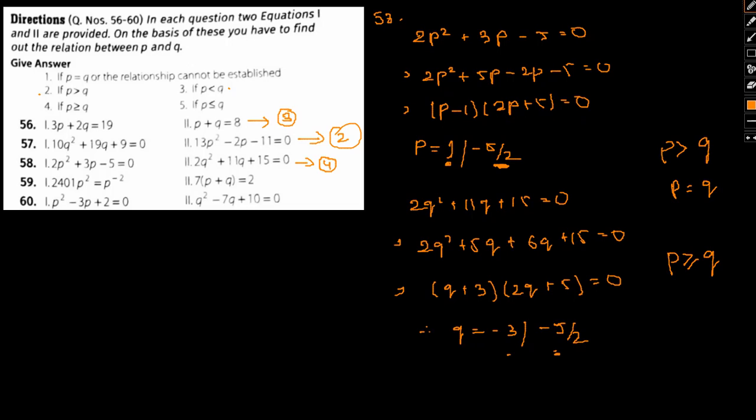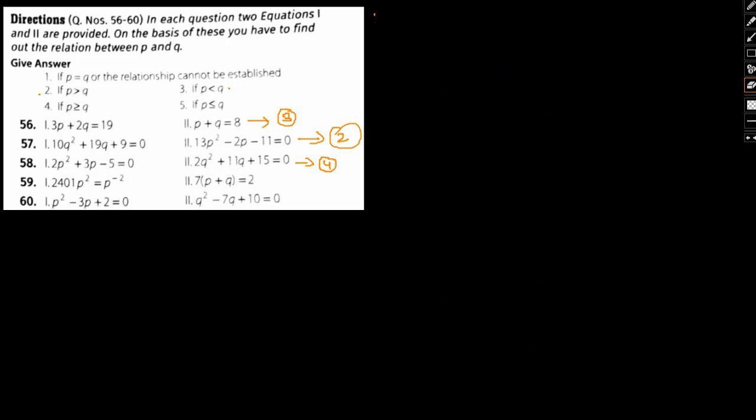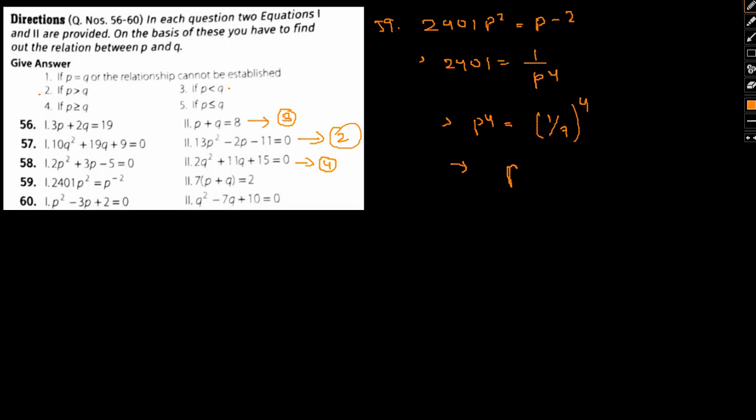Okay, so I hope this much is clear. Let's move to 59 now. First one we have 2401p square equal to p minus 2. Okay, so what we can actually write is 2401 equal to 1 by p to the power 4, right? Therefore p to the power 4 is 1 by 7 to the power 4, simply taking the reciprocal. So therefore p is 1 by 7.